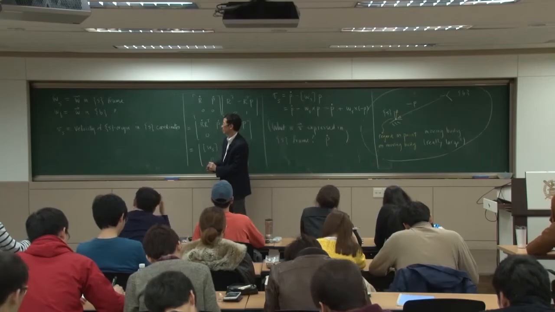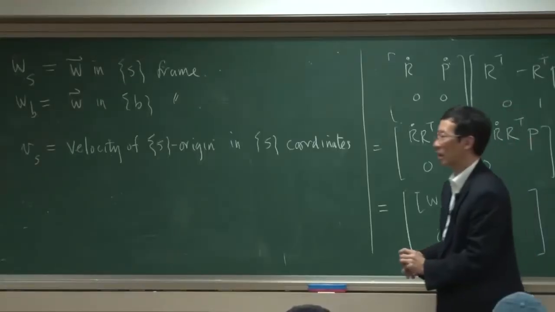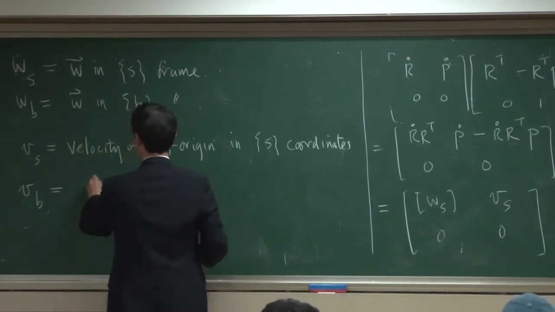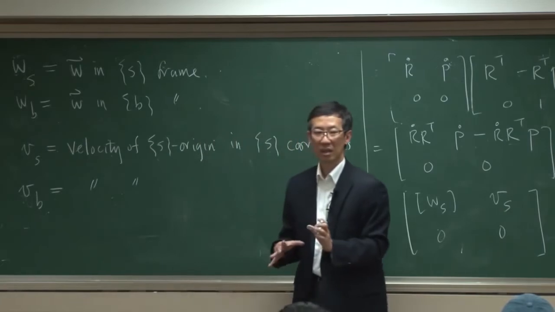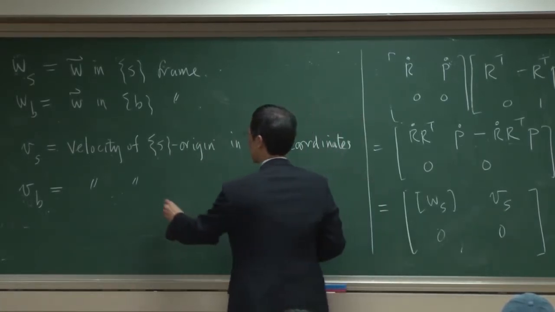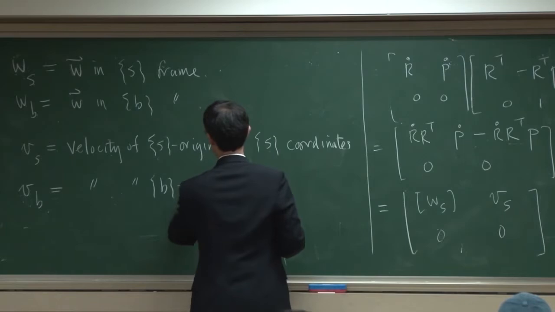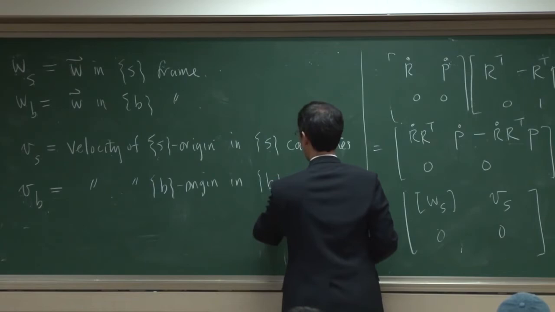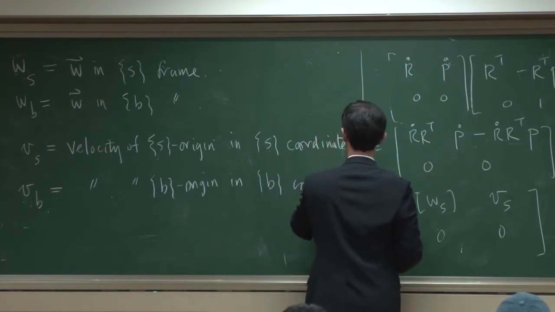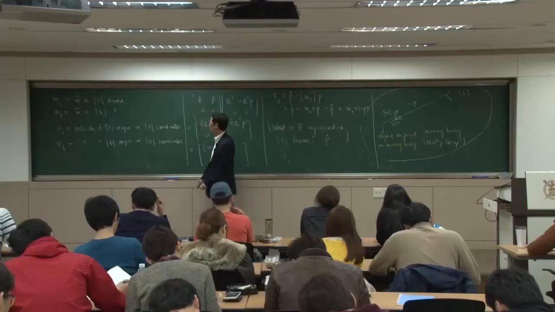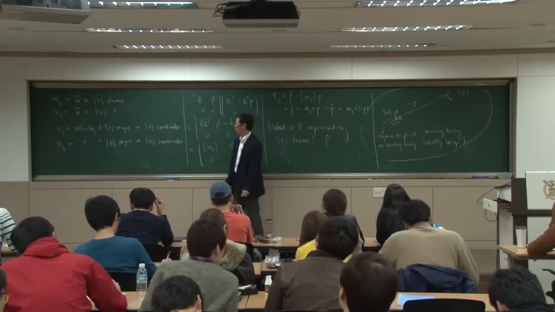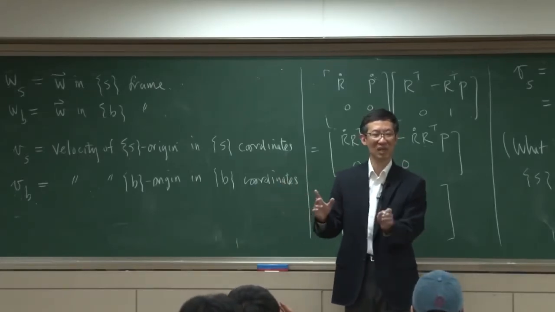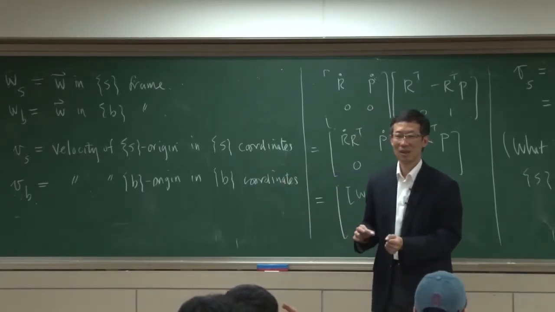Okay, kind of weird, right? But now, then what's V sub b? Well, if I write V sub b as the velocity of the B frame origin, in B frame coordinates. Now you look at it and say, maybe there is some kind of symmetry here between V sub s and V sub b.